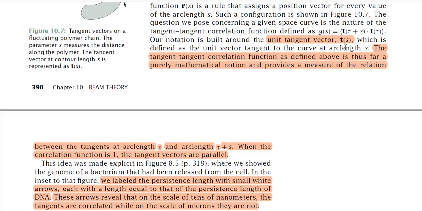But to define the correlation, we have to take the average. You see here in the definition there is an average. When the correlation function is 1, that is, when the value of G(s) is 1, the tangent vectors are parallel.